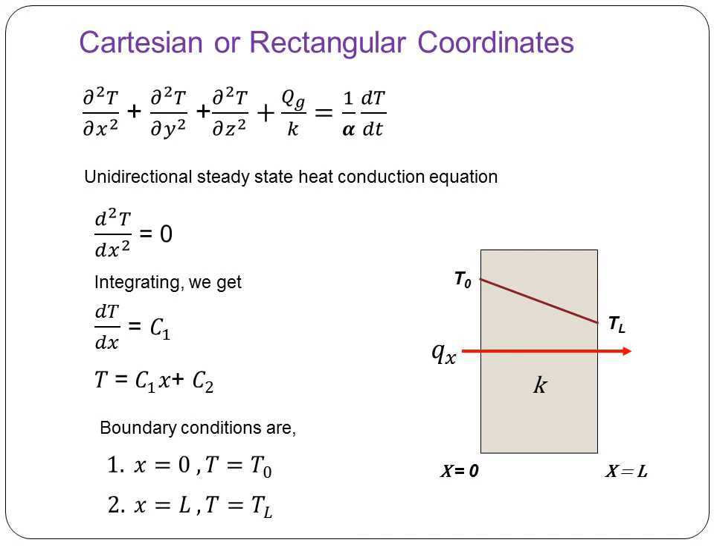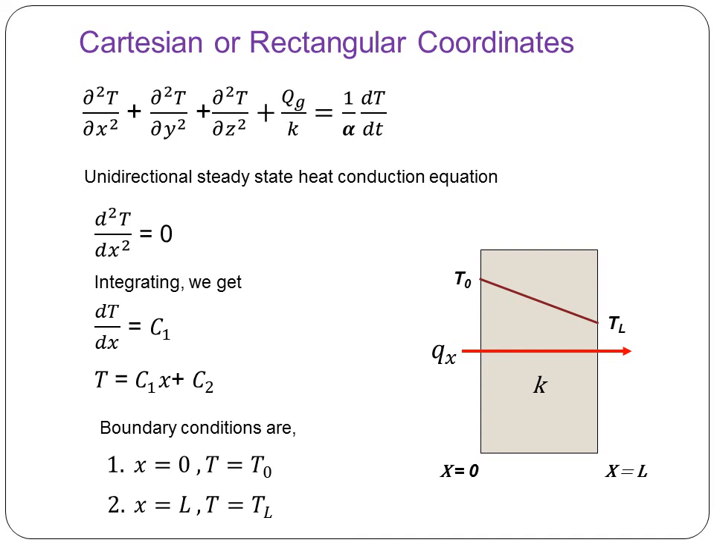Let us assume that direction is the x direction. So, you have an expression d square T by dx square. Now, this is a complete differential. If you consider all three directions, then it is a partial differential equation, but if you consider only one direction, then it will be a complete differential equation giving you d square T by dx square equal to 0, where you have no internal heat generation and the condition is steady state.